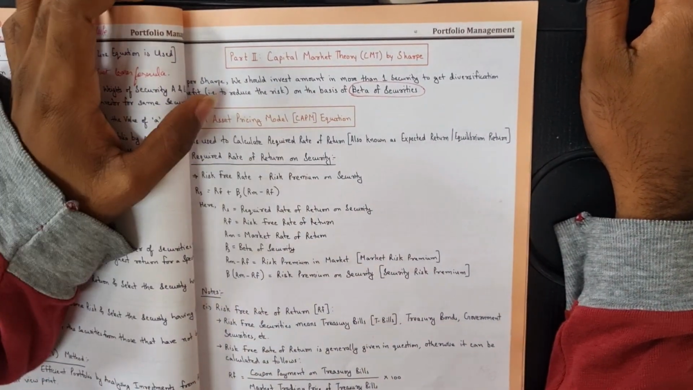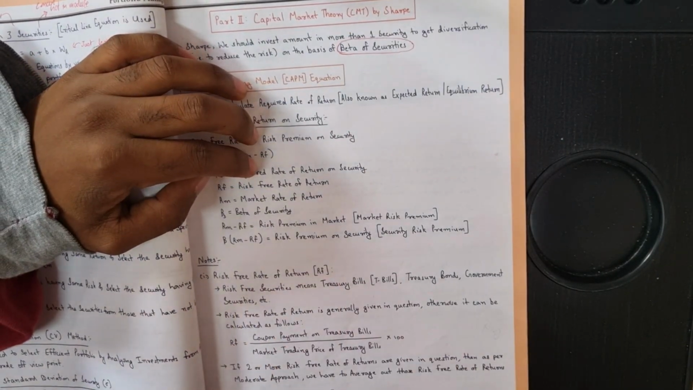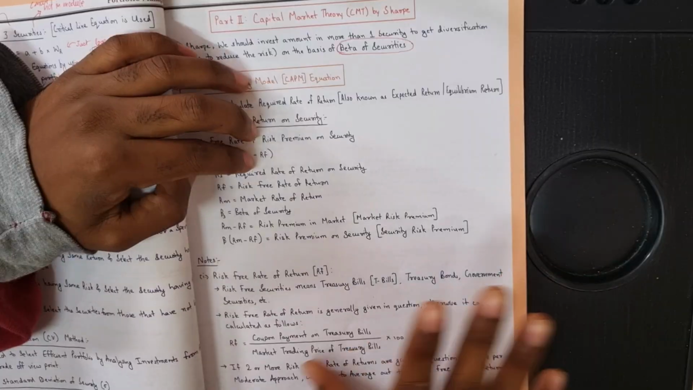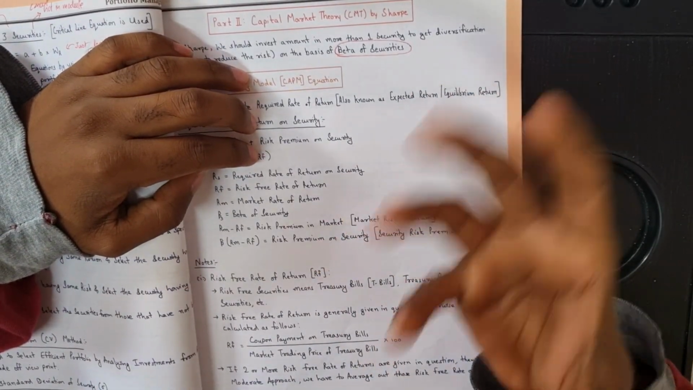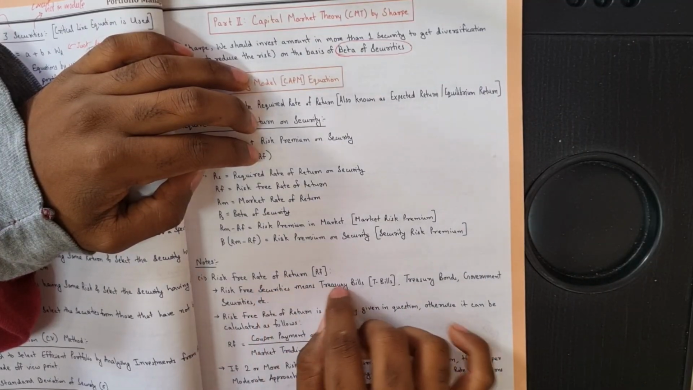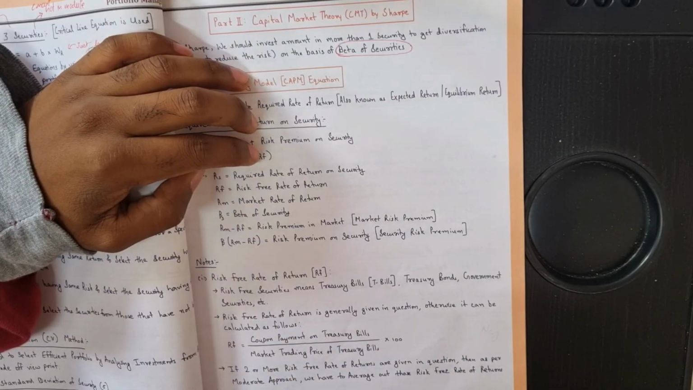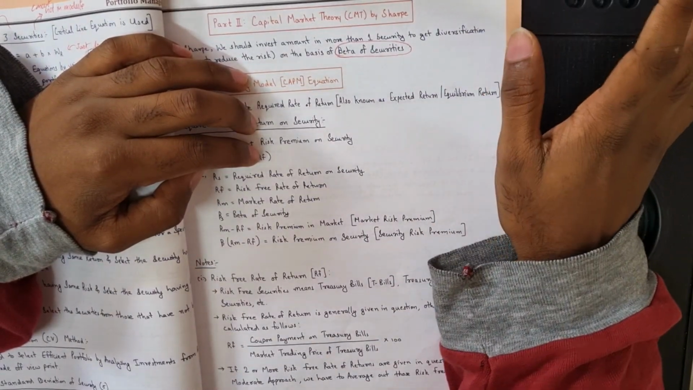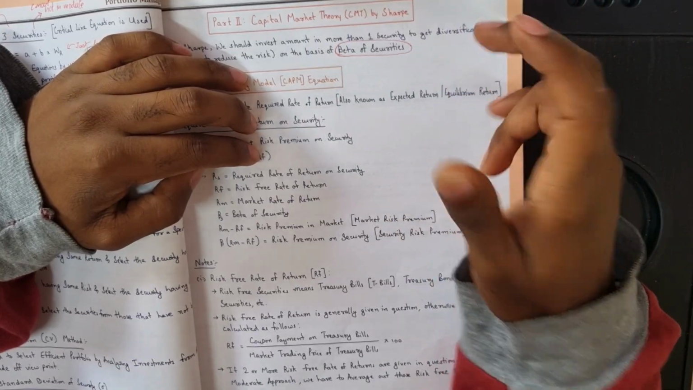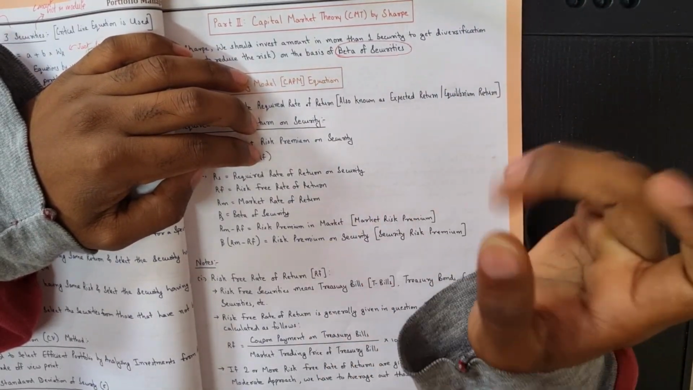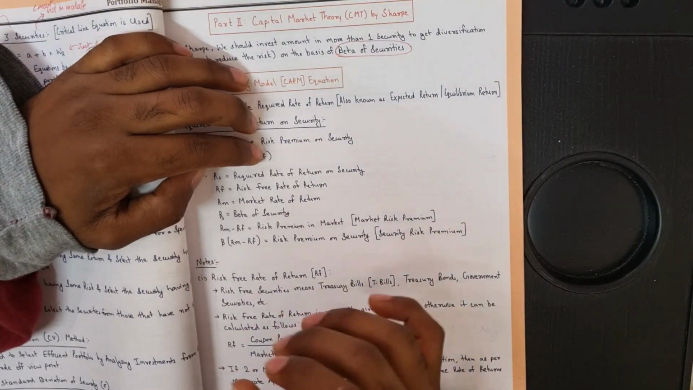Okay, next we have some notes here. Risk-free rate of return, that is RF. Risk-free rate means those securities in which you get return without any risk. What are those securities? Treasury bills, that is T-bills, treasury bonds, government securities, etc. They have zero risk. But in some question, if they have given beta, that means you have to take it, as there is some kind of risk. But if no beta is given in the question, we will assume it as 0.